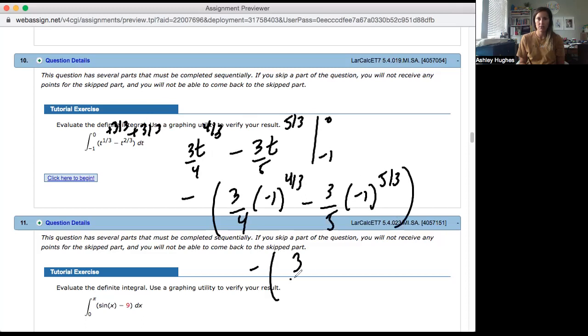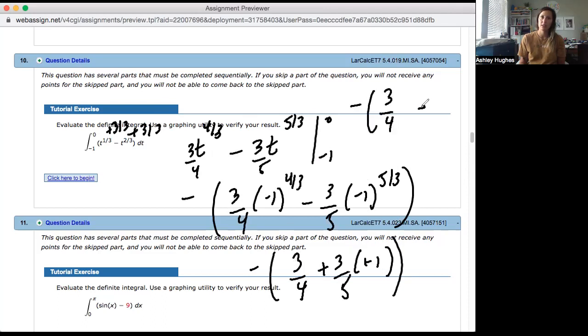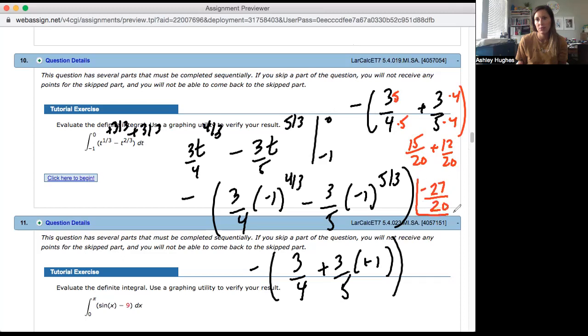So I got -3/4 because this would be +1. Then minus 3/5 times -1 to the 5/3. Those are both odd, so that's going to stay negative. So this is going to get positive. So 3/4 plus 3/5. If I multiply this by 5 over 5 and multiply this by 4 over 4, I get 15 over 20 plus 12 over 20. So that gives us 27 over 20.